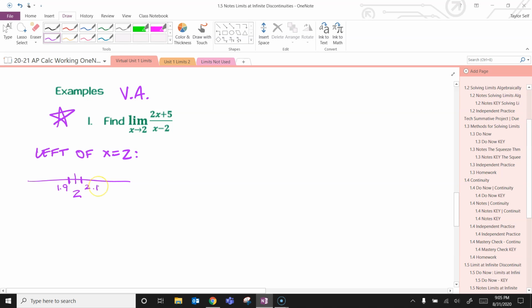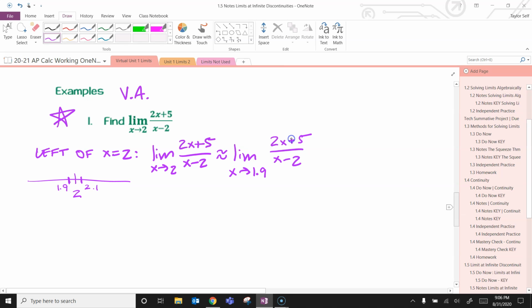2.1. So when I say plug in a value to the left of x equals 2, I mean think about plugging in 1.9. So here's what we're going to write. The limit as x approaches 2 of (2x + 5)/(x - 2), all I did was copy the problem, is approximately the same as the limit as x approaches 2, or sorry, left of 2, as x approaches 1.9, (2x + 5)/(x - 2).